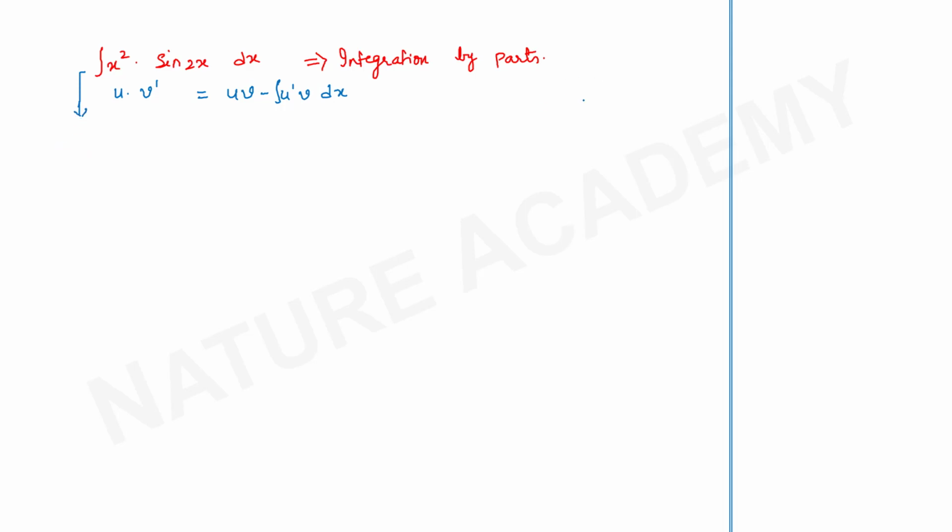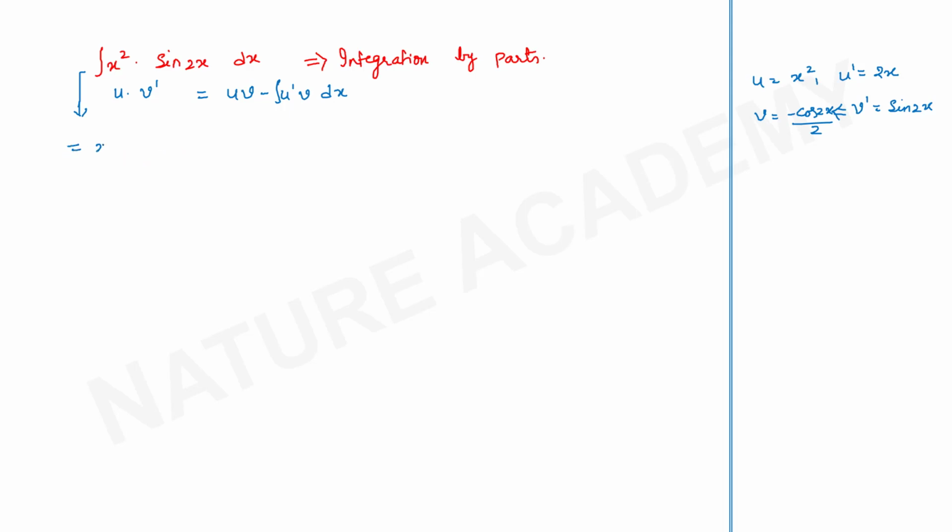So how do we do this equation now? First let us write it here. Here we have u is equal to x square. Then u dash will become 2x if we differentiate it. And we have v dash is equal to sine 2x. If we integrate this v dash, we will get v, which is equal to minus cos 2x by 2. We can use this and substitute here.